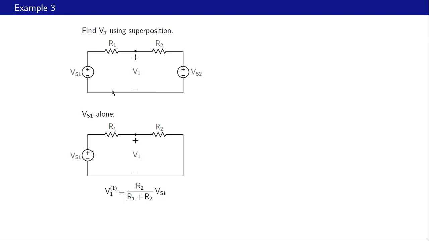So case 1, Vs1 alone with Vs2 deactivated, that is replaced with a short circuit. In this case we get V1 by voltage division as the voltage across R2, which is R2 divided by R1 plus R2 times Vs1. So that is our case 1, and we have marked that with this superscript 1 over here.